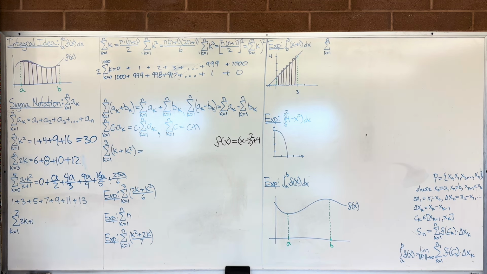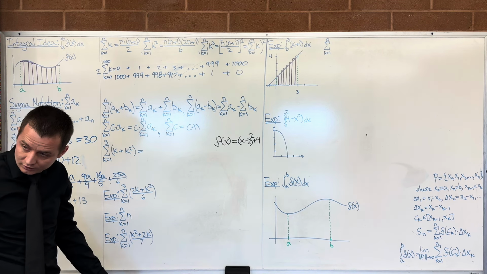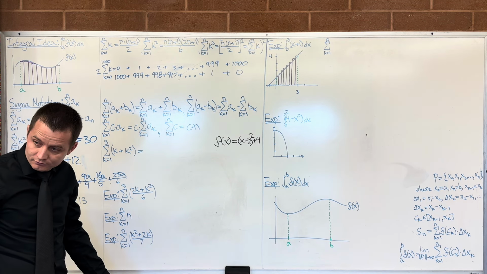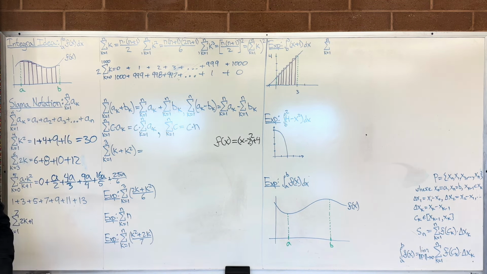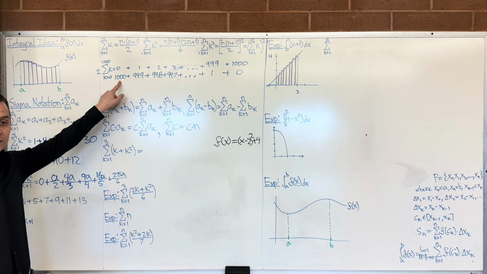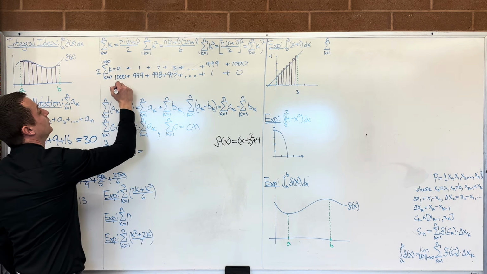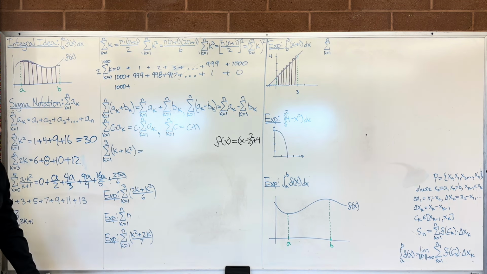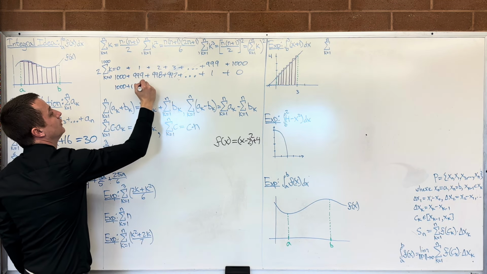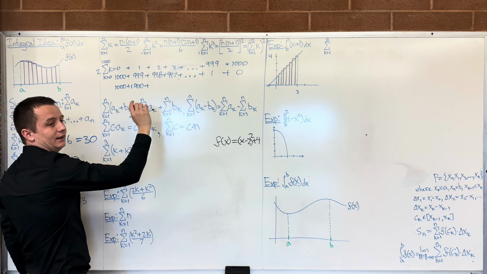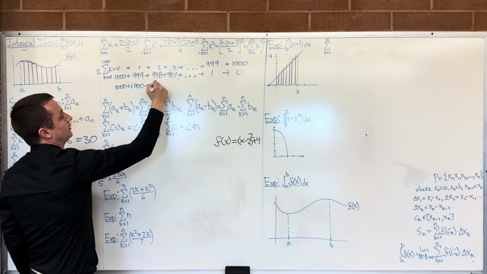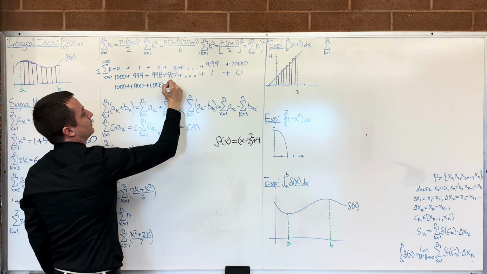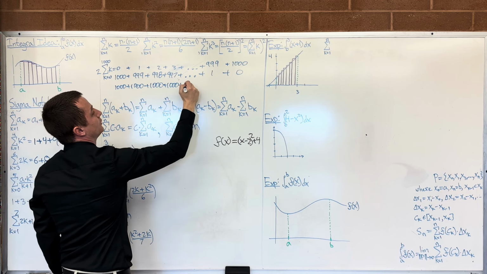You can write it in whatever order you want, it doesn't matter. Addition is commutative. You with me? What's 0 plus 1,000? 1,000. What's 1 plus 999? 1,000. What's 2 plus 998? 1,000. And we see that it's 1,000 plus 1,000 plus 1,000 how many times?